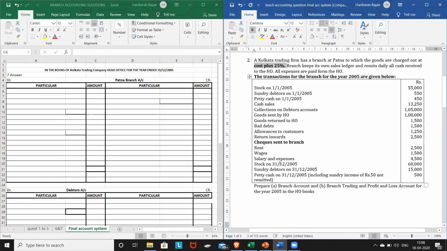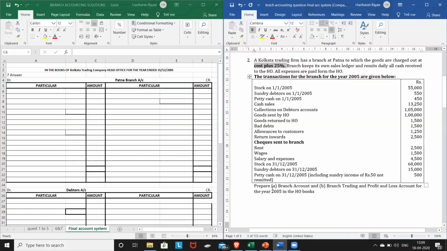Then there is closing stock, closing debtors, and petty cash, which includes 50 rupees which is remitted. That means there was an outstanding of 50 rupees which has to be sent from the branch to the head office, which has been remitted. So the balance is 500. If you see, the opening balance is 450, the closing is 500 including 50. If you remove 50, it is 450. So it is the imprest system, because opening and closing is the same amount.